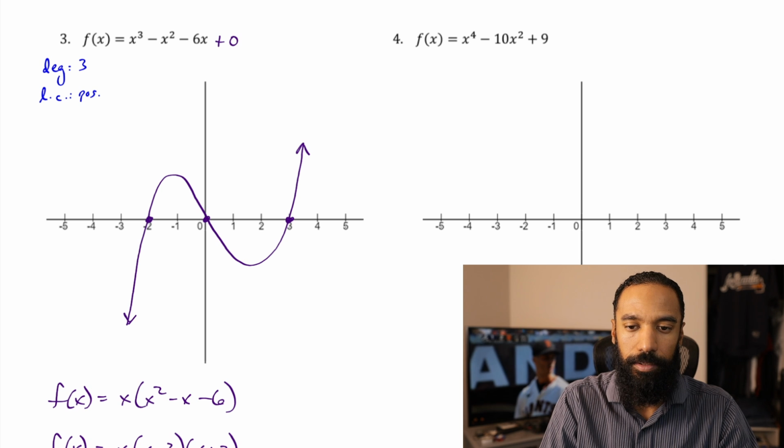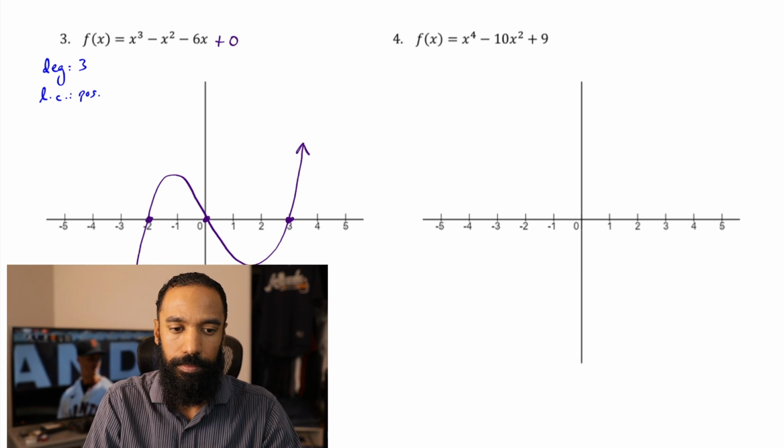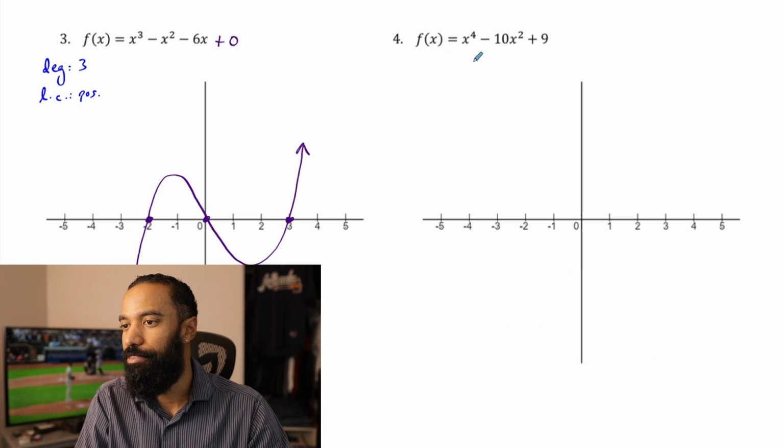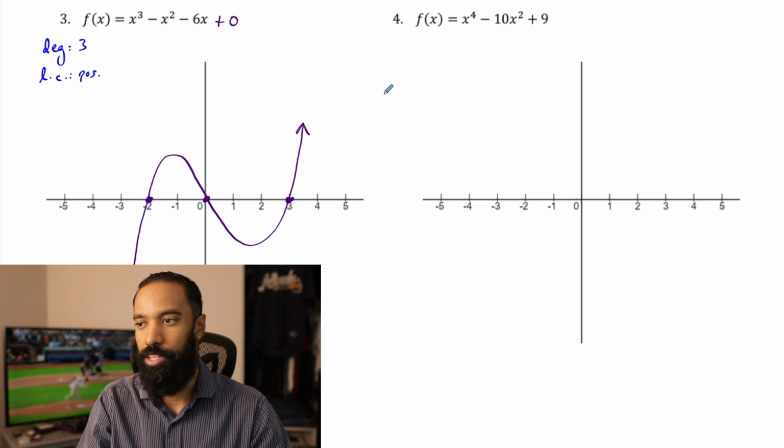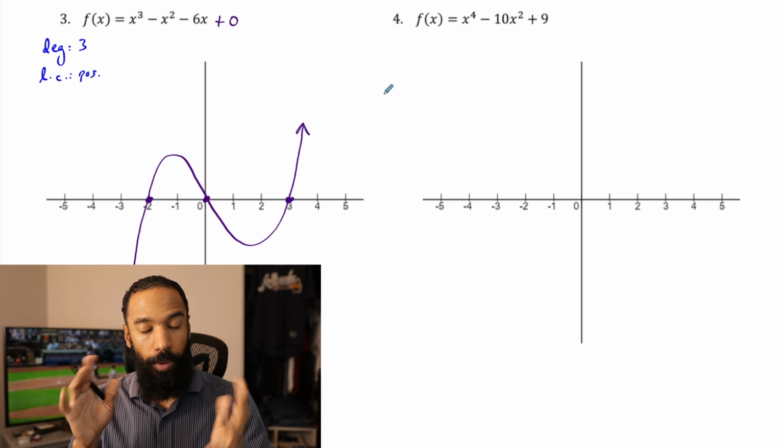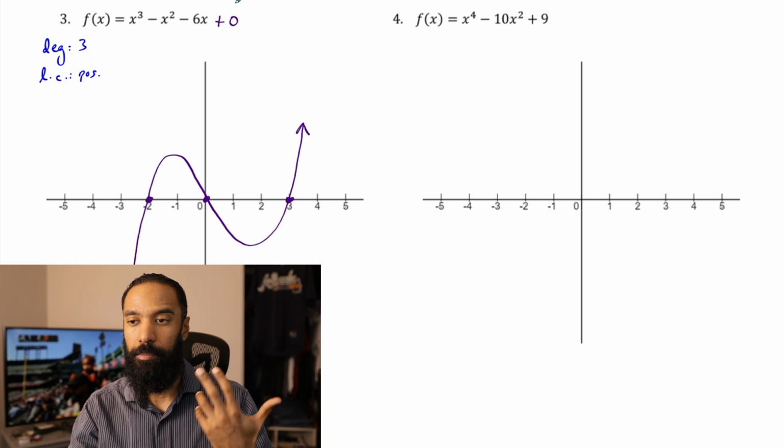So here we go, number 4. Let me move myself. There we go. All right, number 4, f of x equals x to the 4th minus 10x squared plus 9. I'm not going to graph the y-intercept yet, but we can get it right off the bat. I want to show you.